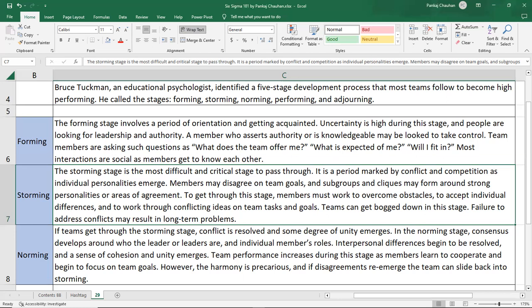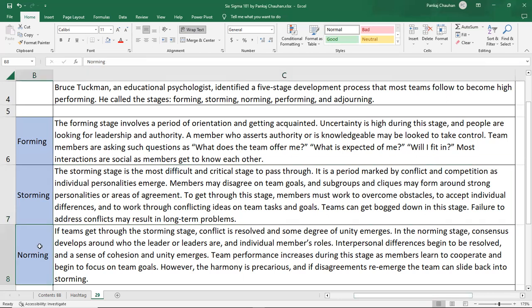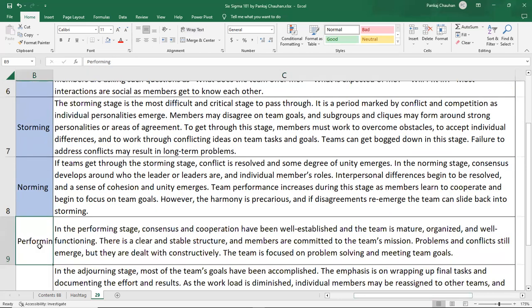However, the harmony is precarious, and if any disagreement re-emerges, the team can slide back into the storming. So again, the role of a project manager: when you are normalizing the team, you have to maintain or sustain that behavior of the team members. It should not be that they again go into the disagreements, and you go back into the storming condition. Now the next stage will come, performing.